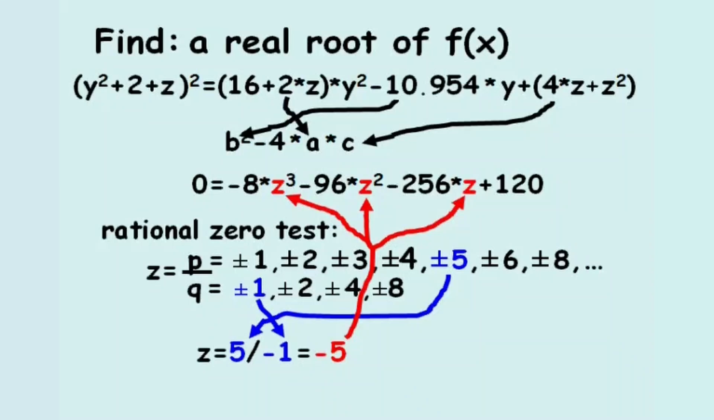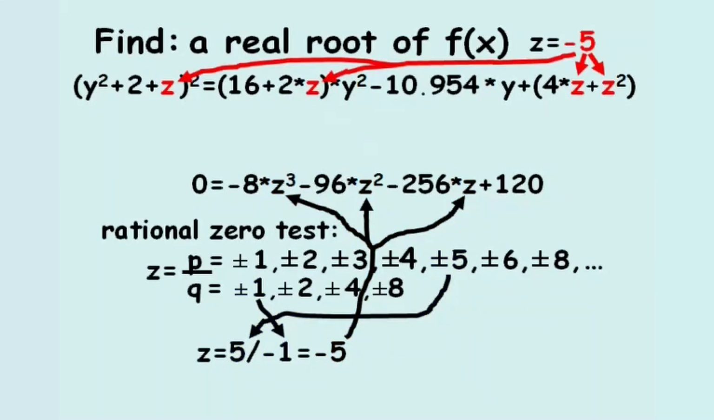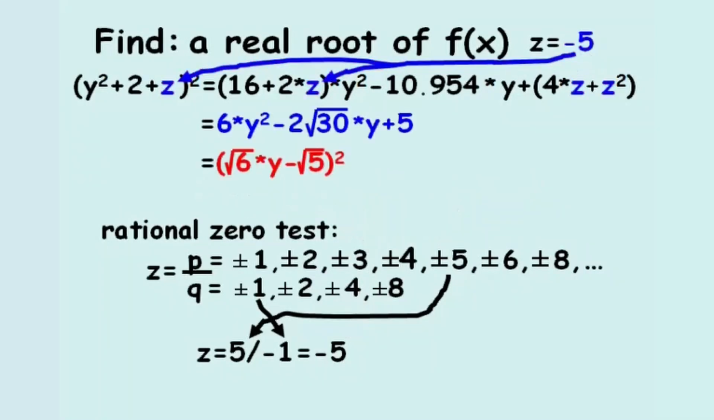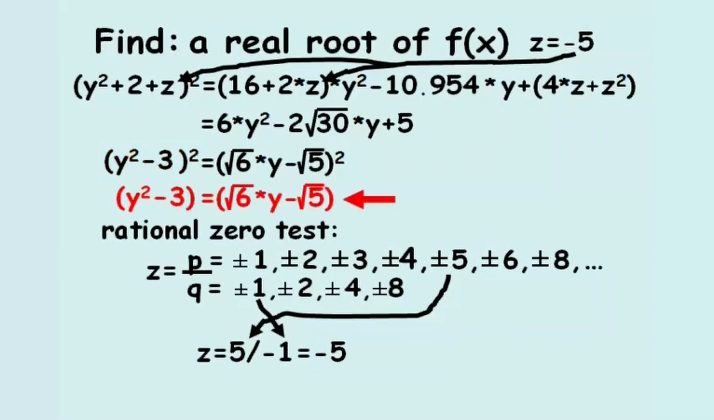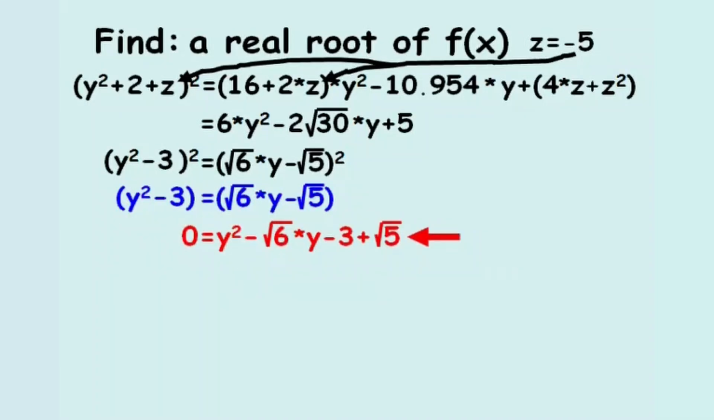To confirm minus 5 works as a root, we'll plug in minus 5 for z, and it turns out the right-hand side of the equation reduces to a perfect square, and the left-hand side of the equation simplifies to the quantity y squared minus 3 squared. If we take the square root of each side and put all the variables on one side of the equal sign, we're left with a quadratic. Using the quadratic equation, we determine y equals negative 0.28 and 2.73.